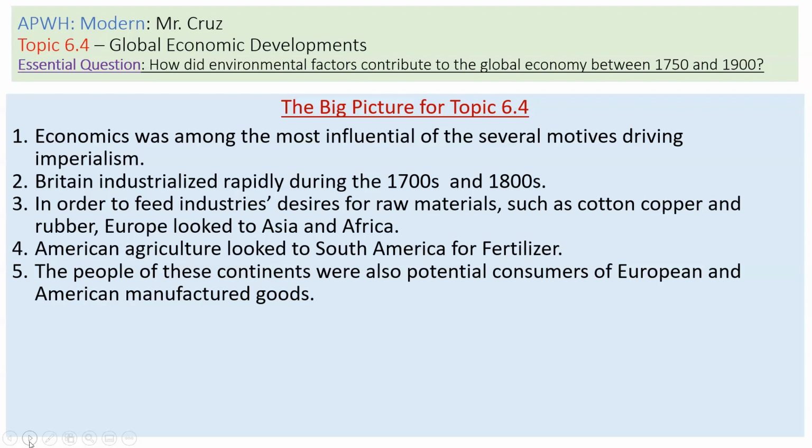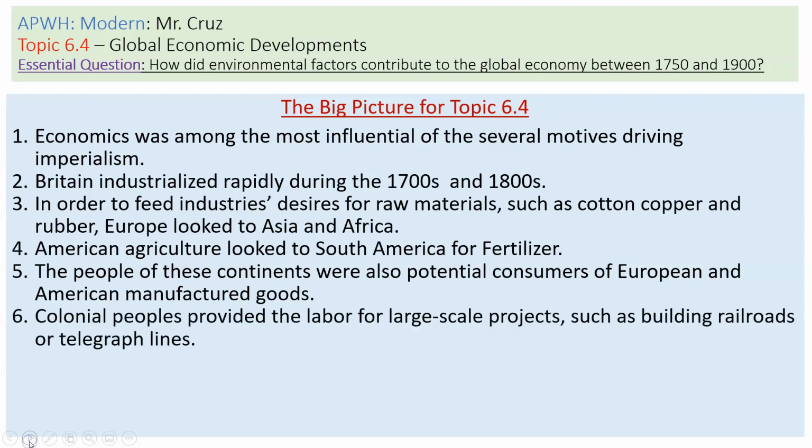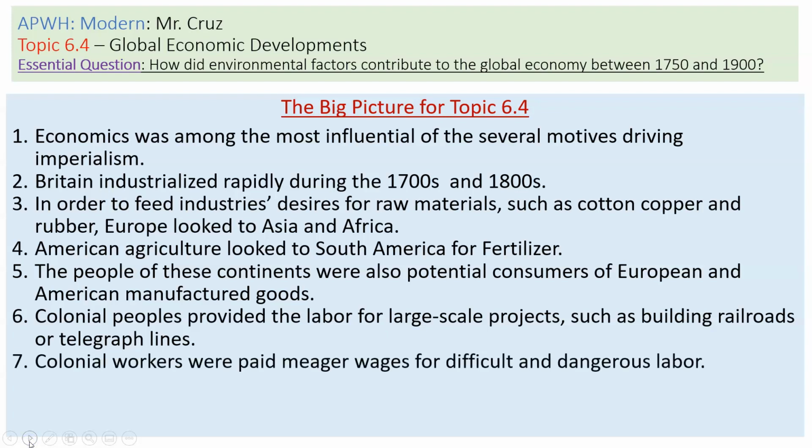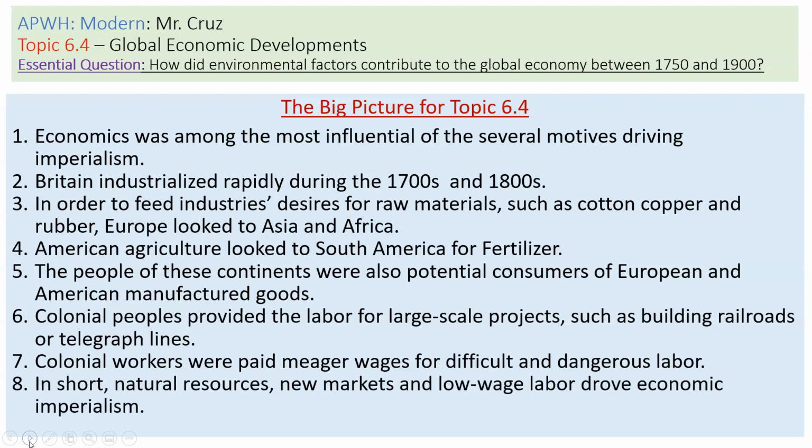Number 5, the people of these continents were also potential consumers of European and American manufactured goods. Number 6, colonial peoples provided the labor for large-scale projects such as building railroads or telegraph lines. Number 7, colonial workers were paid meager wages for difficult and dangerous labor. Number 8, in short, natural resources, new markets, and low-wage labor drove economic imperialism.